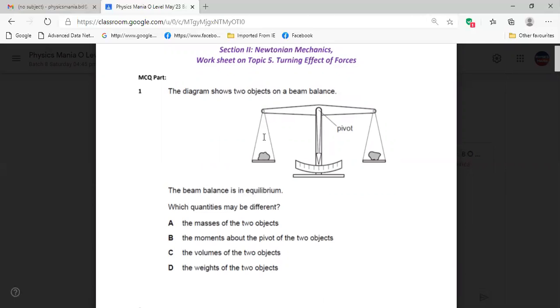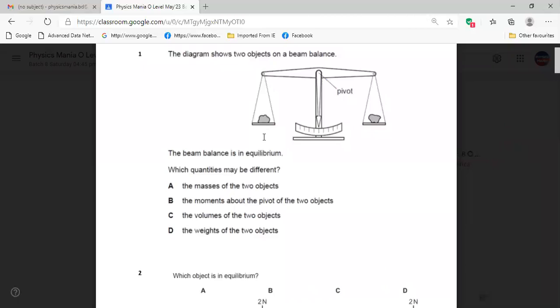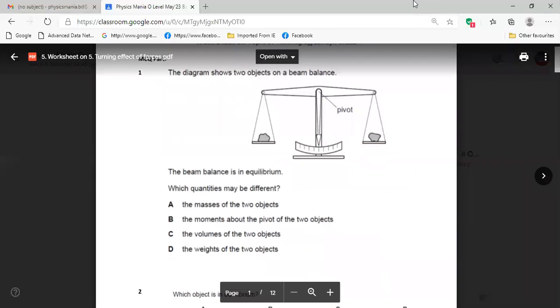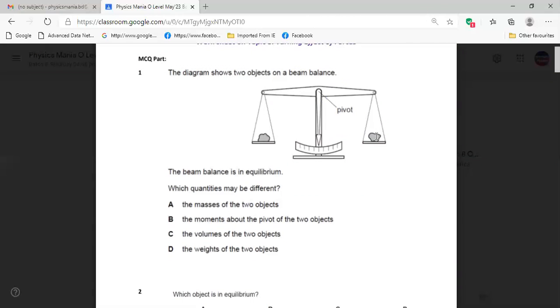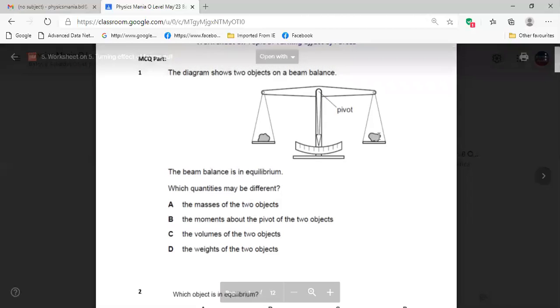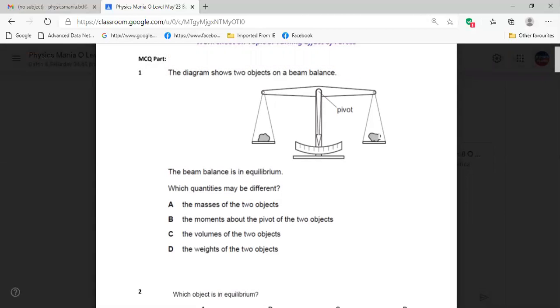Volume of two objects. The other things, the mass will be the same. The moment will be the same, because the distance is the same on both sides. The first thing is the distance from the pivot for both objects is the same. So if they are balanced, that means clockwise and anti-clockwise moments are equal.